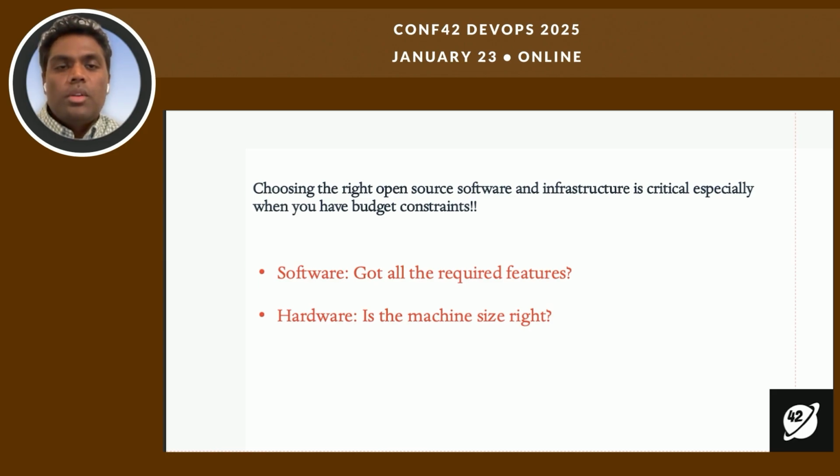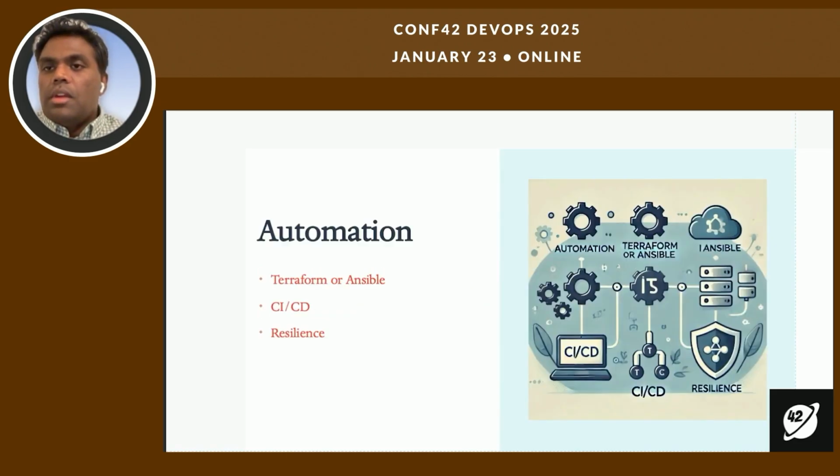So you have to weigh in the advantages and disadvantages, and which costs you more, and then choose accordingly and try to save costs there. That's all about how you select software and hardware to save costs. So let's talk about the automation.